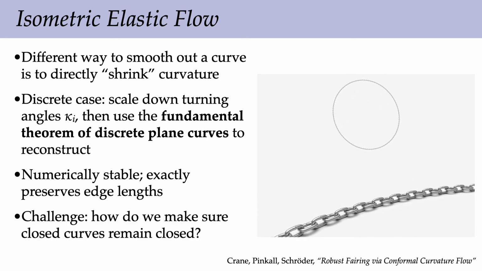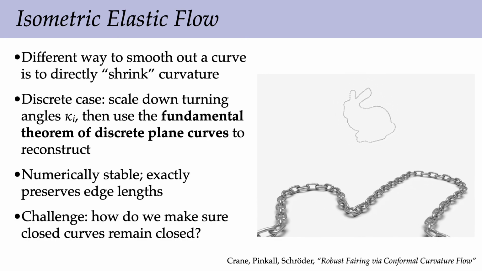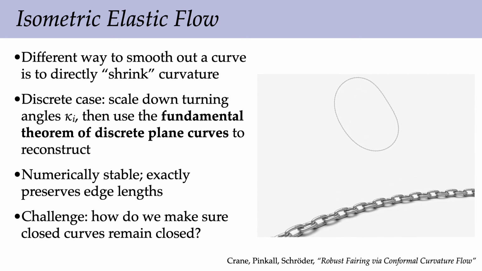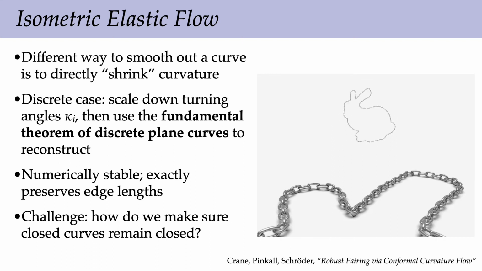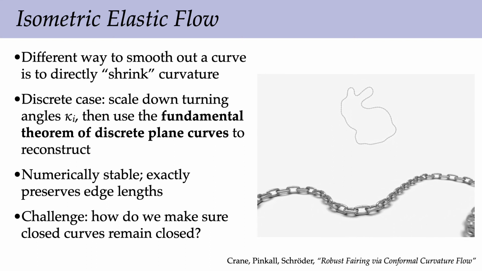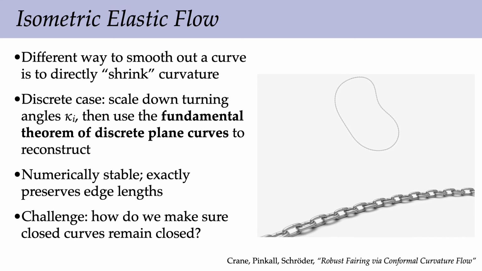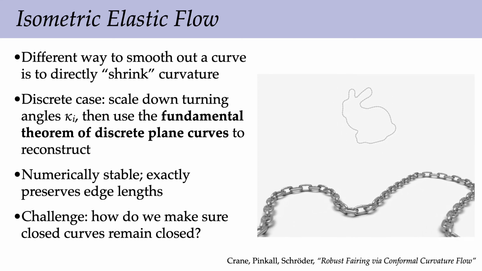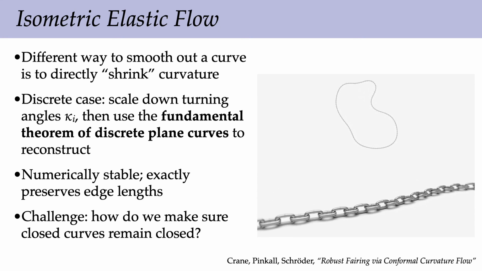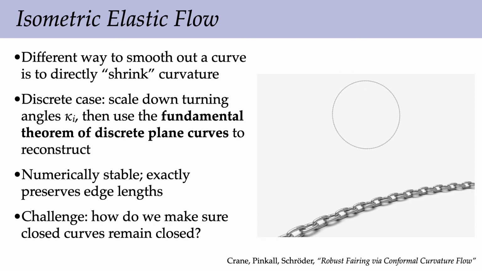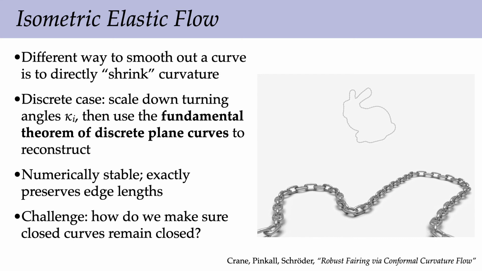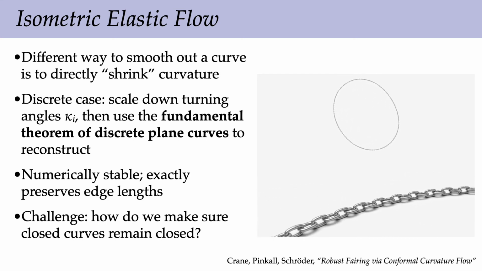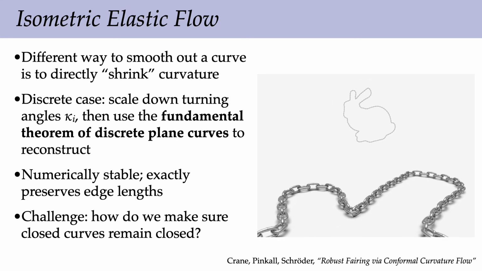So the fundamental theorem for discrete plane curves says I can recover an open curve from its curvatures and edge lengths, but it doesn't say anything about closed curves. It doesn't guarantee that if I give you a completely arbitrary list of lengths and angles, that those will actually close up into a closed polygon, right? And so if I start to try to smooth out my curve by just shrinking these angles willy-nilly, well, then I shouldn't expect that it closes back up again.